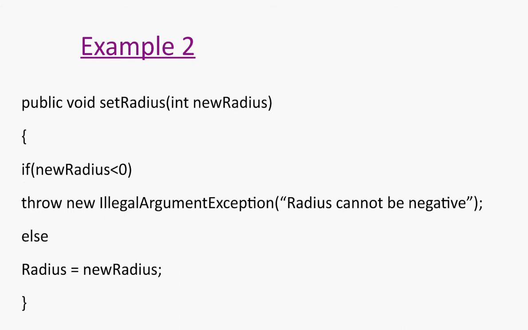Second example. I have a method called setRadius, and as you know, a radius would have to be greater than 0. If the new radius, though, that someone sends me is less than 0, don't stop the program, don't crash, don't give us bad output. How about just throw a new exception, an illegal argument exception, with a little error message, radius cannot be negative. Unless it's okay, and then make the new radius equal to the radius.